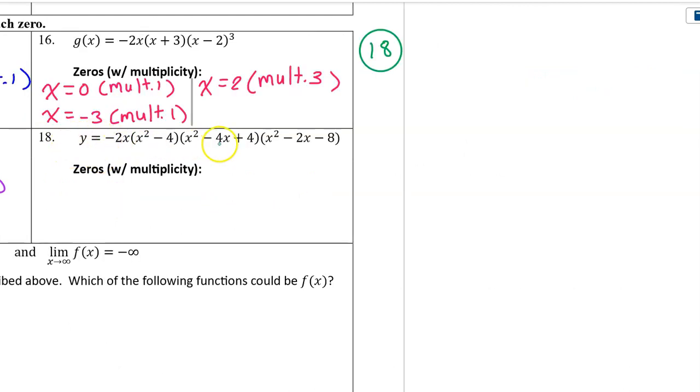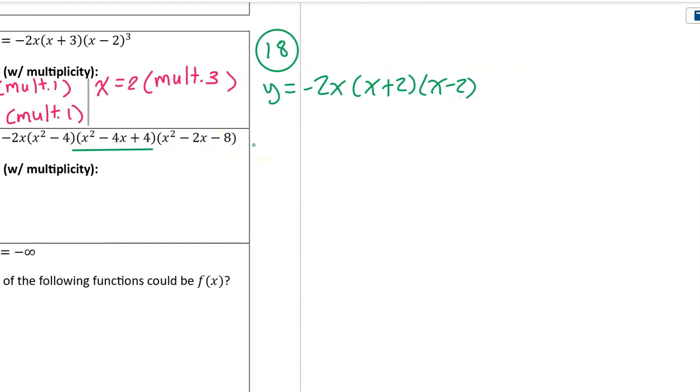For number 18, we have some factoring to do. So we have y equals -2x. X squared minus 4 factors as x plus 2 times x minus 2. Now what about this trinomial right here? This is surely going to factor as a binomial times a binomial.